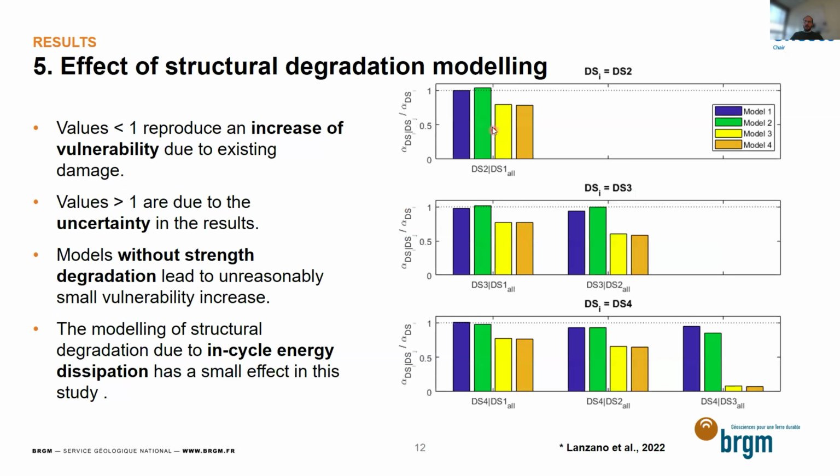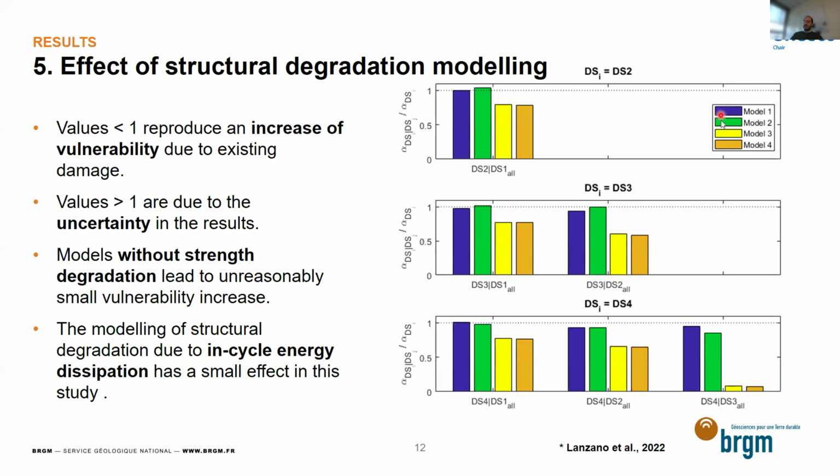Again, we also saw the values in the table, but here we're doing this comparison graphically. So we have bars giving us the ratio of the median of the fragility curve for damage state 2, damage state 3, and damage state 4, considering that the building already has damage state 1, damage state 2, or damage state 3. And we have the four varieties of our model.